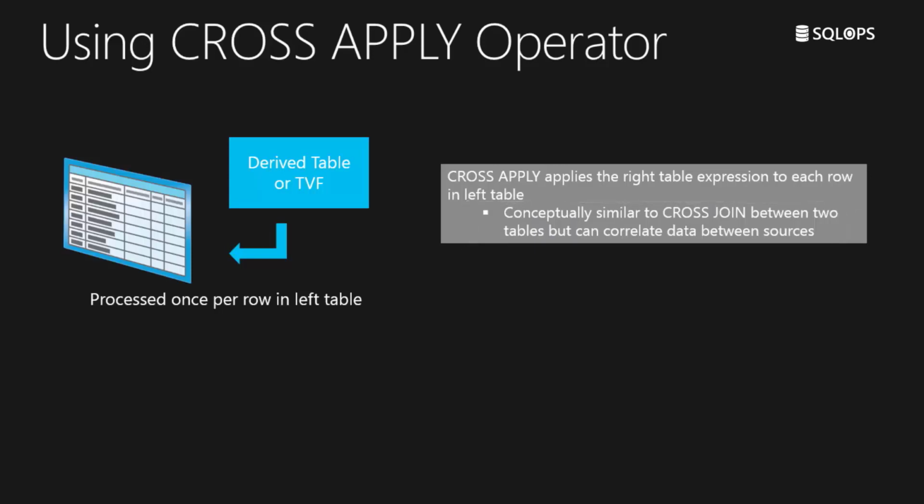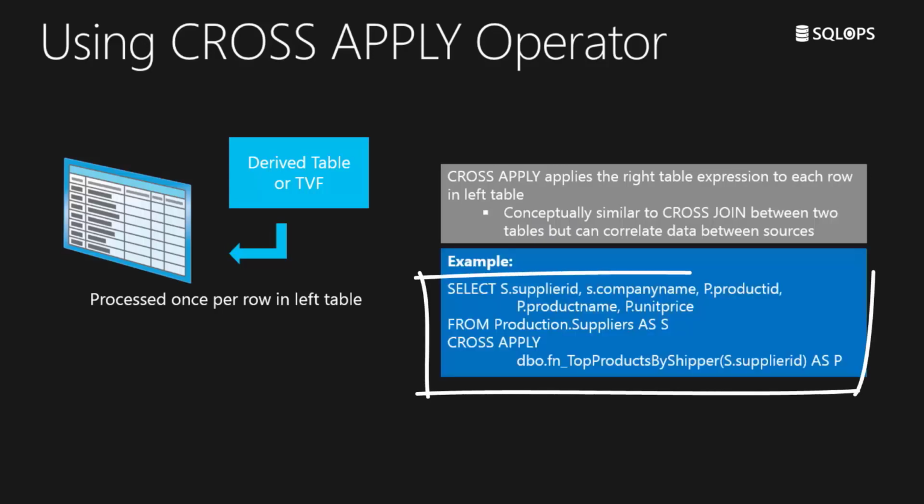To use a cross-apply, list the table-valued function or derived table second in the query, supplying parameters if needed. The table-valued function or derived table will be logically processed once for each row in the left table. In the example that you see here, the query uses the supplier ID column from the left input table as an input parameter to the table-valued function.